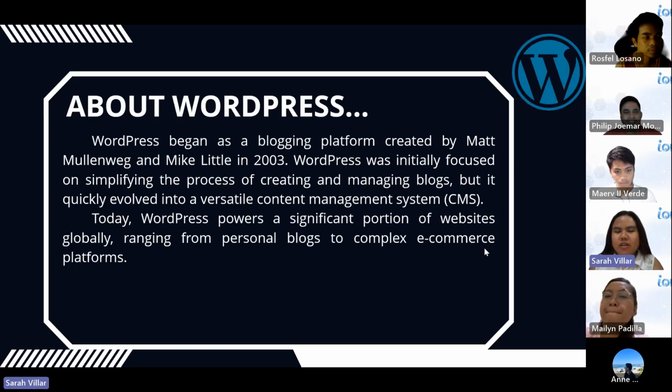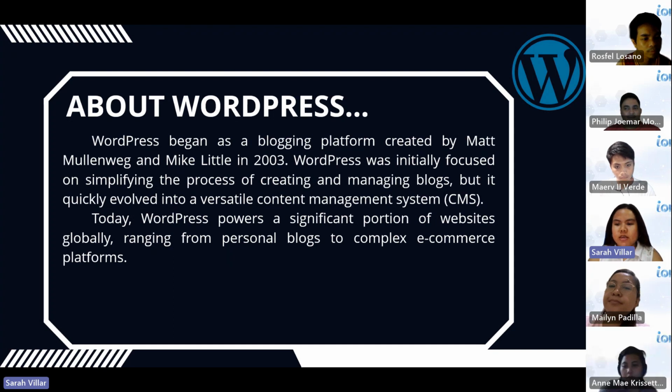The third example of an open source system is WordPress. WordPress began as a blogging platform created by Matt Mullenweg and Mike Little in 2003. WordPress was initially focused on simplifying the process of creating and managing blogs, but it quickly evolved into a versatile content management system, or the CMS.